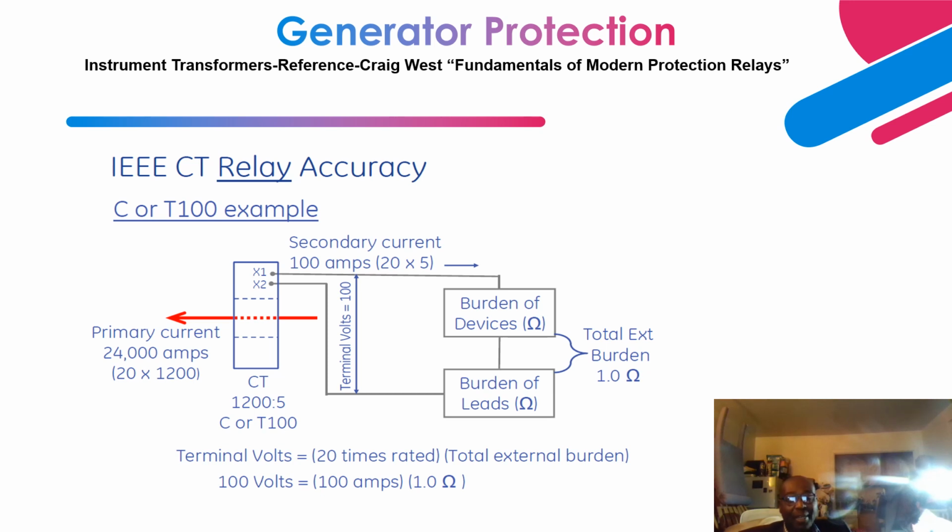So the burden is the total ohms of the connected devices plus the CT winding resistance plus the impedance of the leads all the way from the CT up to the connected protective relay. So that is the combination of how we calculate the burden, the 1 ohm impedance.